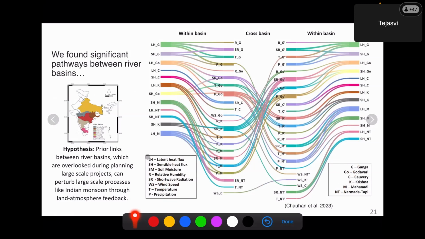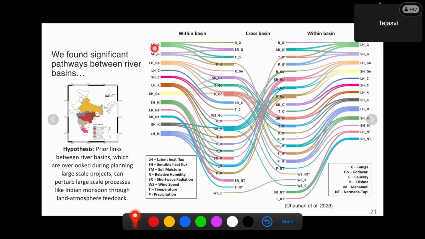So what we tried to find out is, for each river basin, we had these 8 variables, and so around 48 time series. We tried to find out if there's a causal structure that exists between them. What we found is that there are within-basin connections. So LH_G means latent heat flux from Ganga basin, and SH_G means sensible heat flux from Ganga basin.